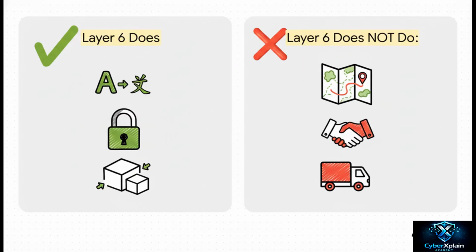It's also really important to know what the presentation layer doesn't do. It's a specialist. It's an absolute expert in translation, encryption, and compression, but it doesn't do everything. For instance, it doesn't decide the best route for data to take across the internet. That's the network layer's job. And it doesn't manage the actual conversation between computers. We'll see that's the job of the session layer.